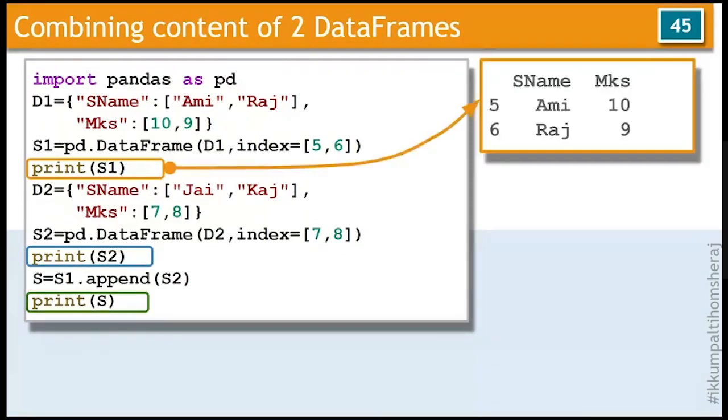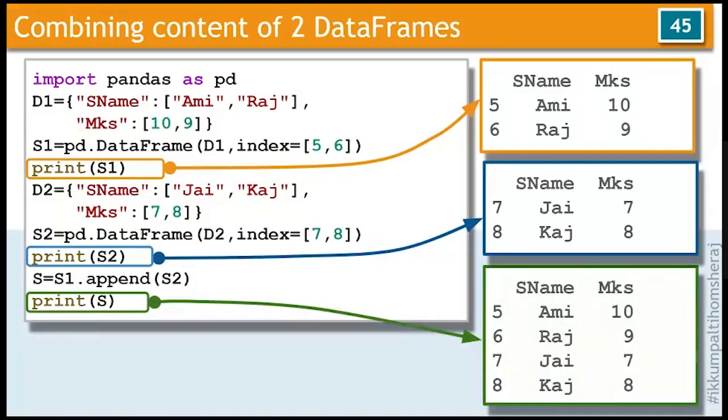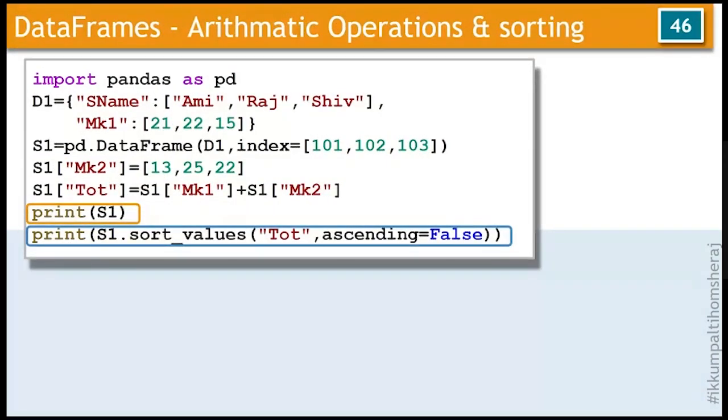So you can see this is the first data frame which we created. This is the second data frame which we created. And then what we got is finally both the data frames got added with each other with the help of append method. Next, arithmetic operations and sorting.